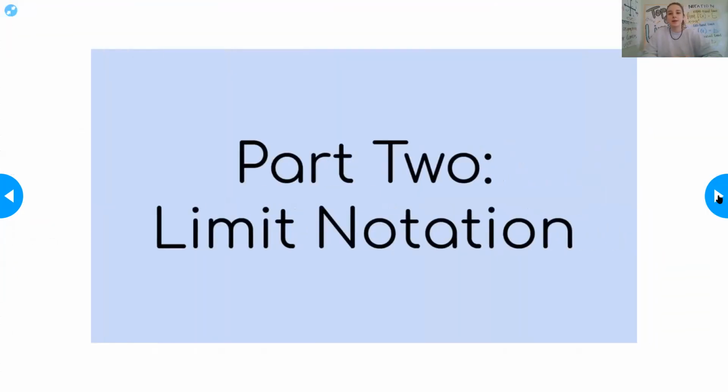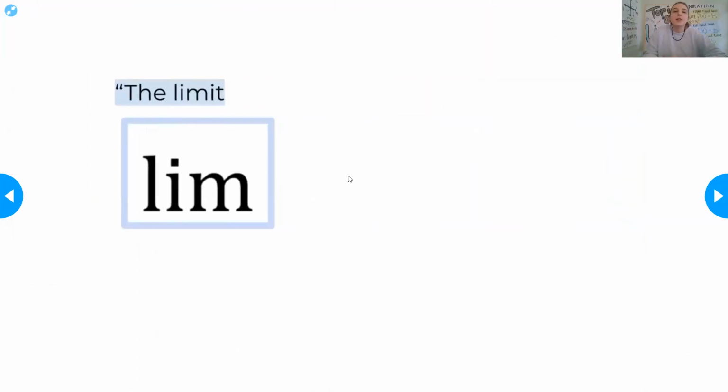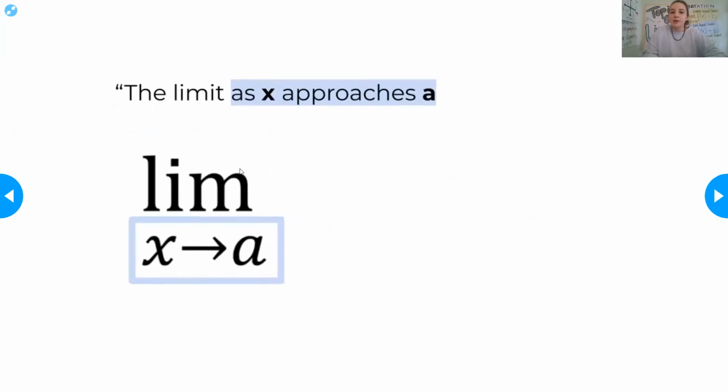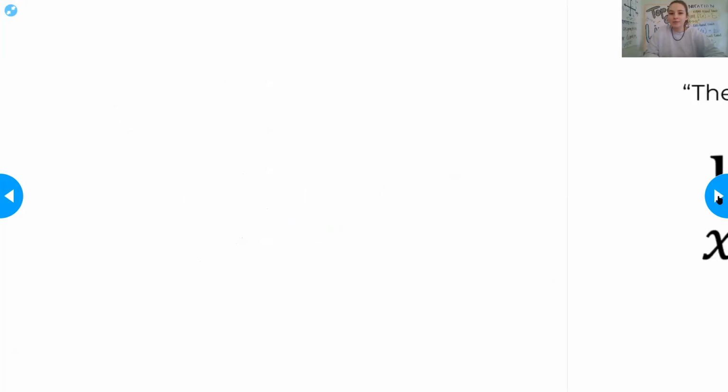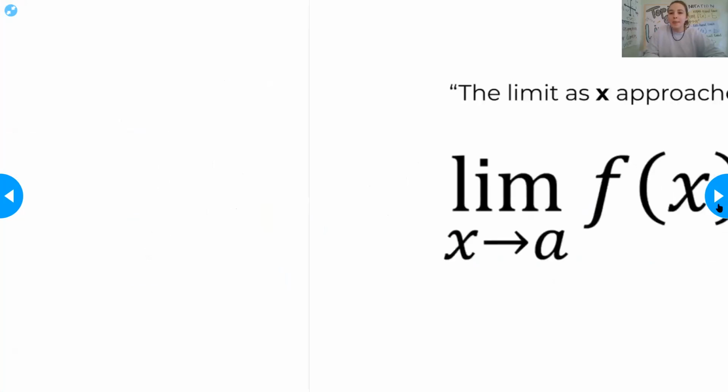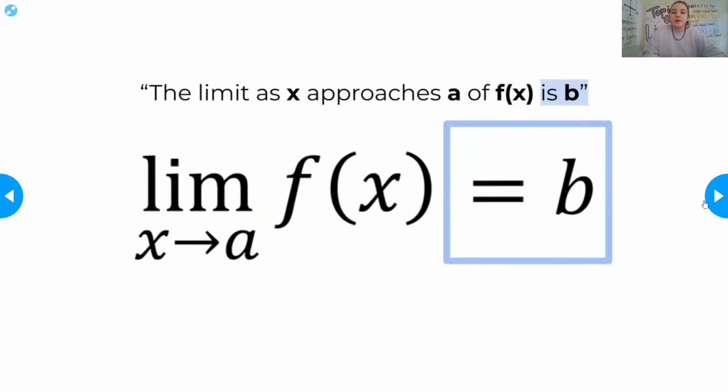So now let's look at some limit notation. How do we write this out mathematically? So we write the limit as LIM as x approaches a. So underneath your LIM, you're going to put x arrow a for x approaches a. Of f of x, so there you put your function. If it was g of x, you put a g of x right here, is b, so equals b.